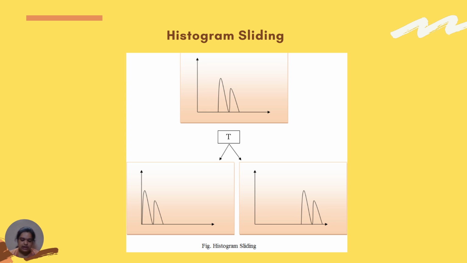One is histogram sliding. In histogram sliding, the complete histogram is shifted towards the right or left. When a histogram is shifted towards the right or left, clear changes are seen in the brightness of the image. The brightness of the image is defined by the intensity of light which is emitted by a particular light source.